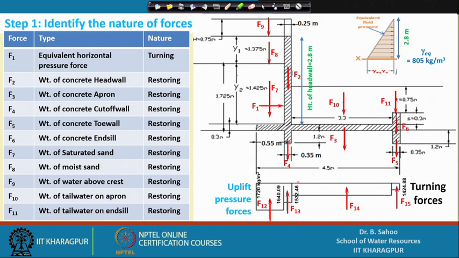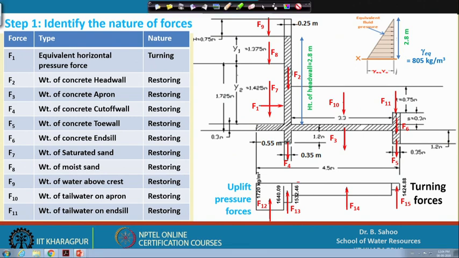The first step is to identify the nature of forces. These are all the force diagrams we have already done in our previous classes, how to estimate the different forces by using our pressure triangles. Here you can see in this figure there are a total of 15 forces acting. Among these 15 forces, F1 is the equivalent horizontal pressure force, which has to be estimated as we have done before in lecture 4 of week 7. This F1 force is horizontal, so it is a turning force, the moment is turning in nature.